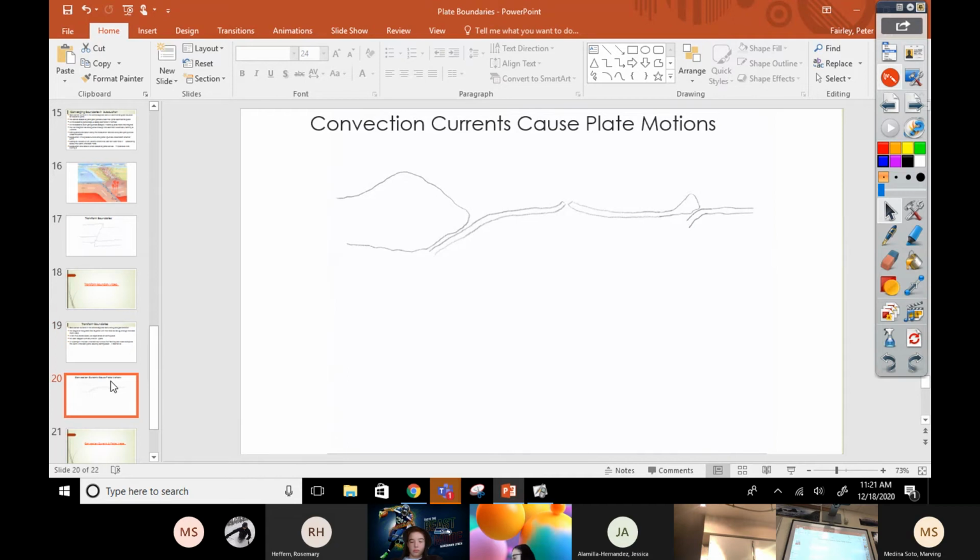Now, if we look at this one right here, you don't need to draw this one, but I do want to ask you some questions about it. So, I'm going to do some drawing on it. And I want you to see what you can recognize as we go.